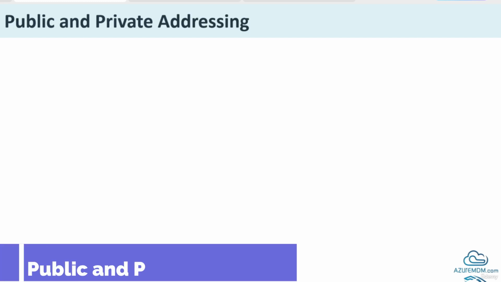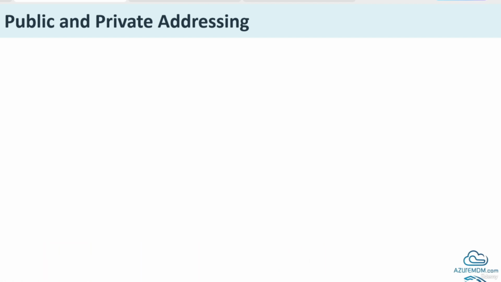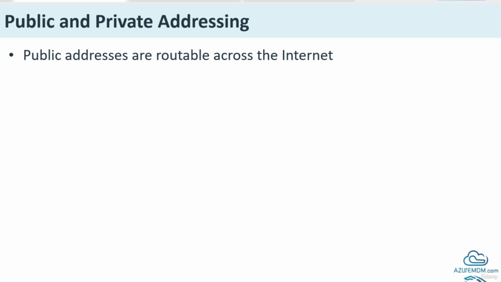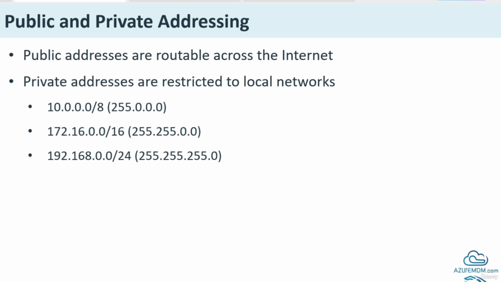Okay, let's move on. Public and private addresses. What is public addressing? Public addresses are routable across the internet. That means public IP addresses are unique, globally routable addresses assigned by the ISPs, that is the internet service providers, to identify devices on the network. For example, a website server, for example, 203.0.113.1.